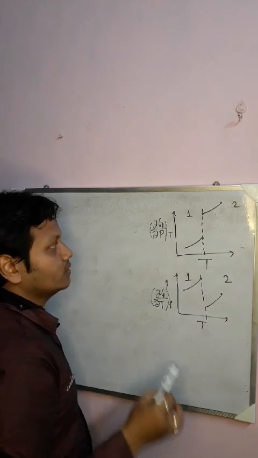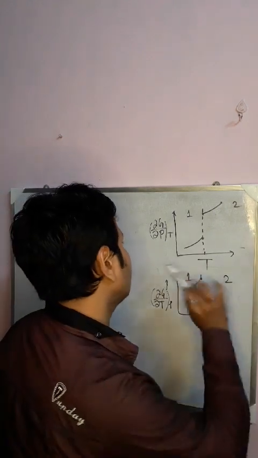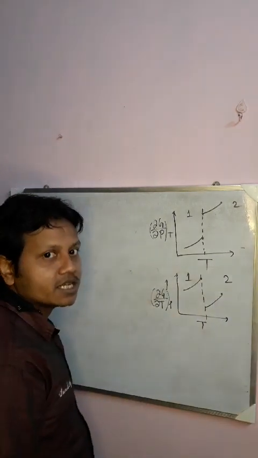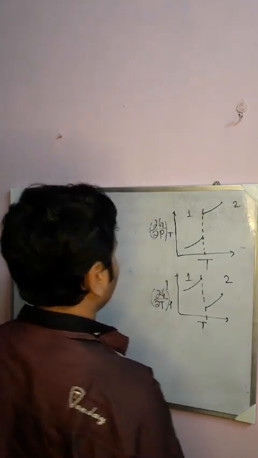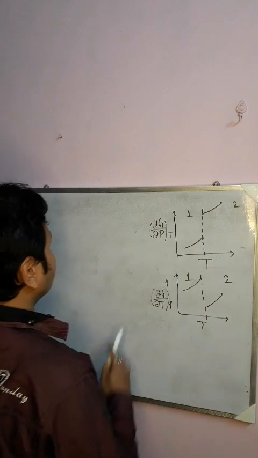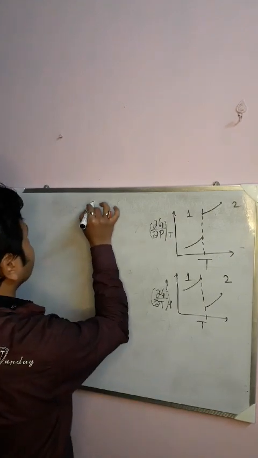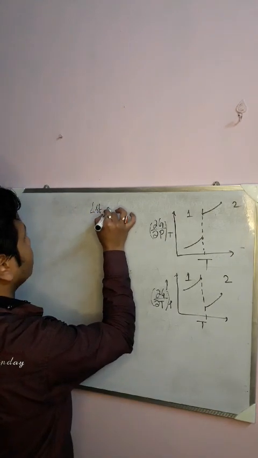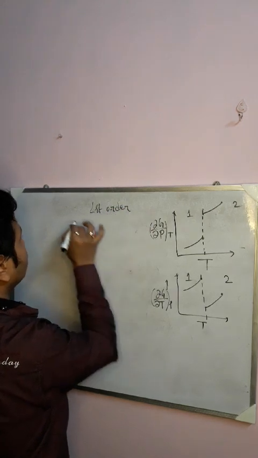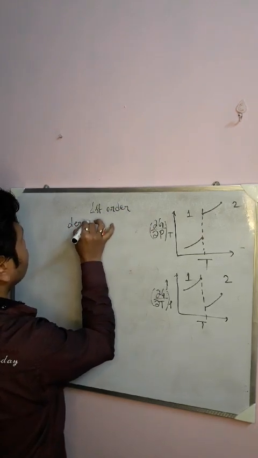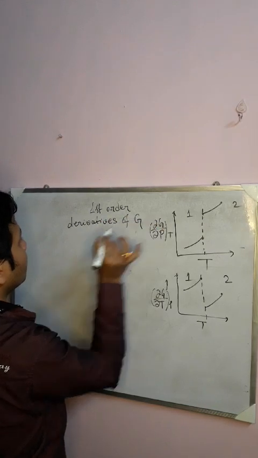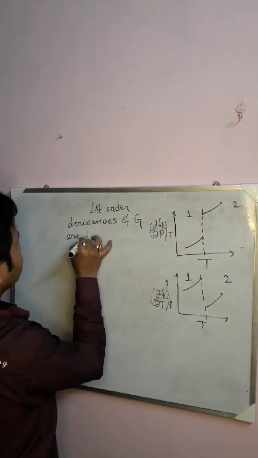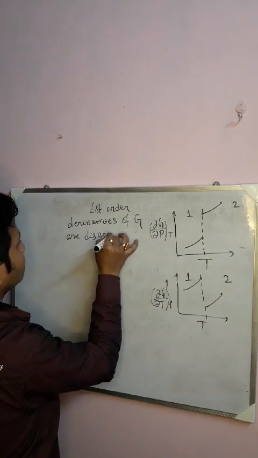Okay, so in first order phase transition, the potential changes continuously, but first order derivatives change discontinuously. So you can conclude that first order derivatives of G are discontinuous.